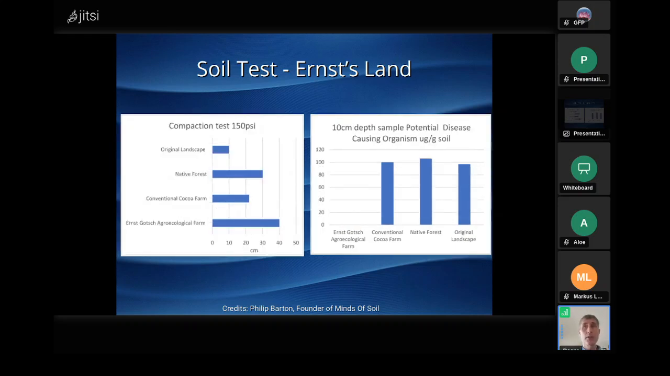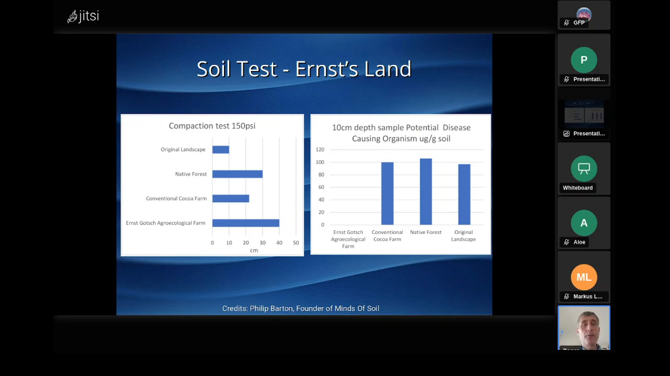And then they did a soil compaction test. They could barely detect any compaction on Ernest's farm, whereas on all the other properties, as they went into the soil, the soil was compacted. And then the last test, when they were looking at the different microorganisms on their slides, they would look for ones that are known to be pathogenic, and they couldn't find any on Ernest's farm. On all the other properties they had.